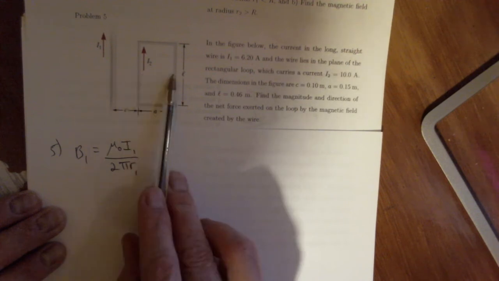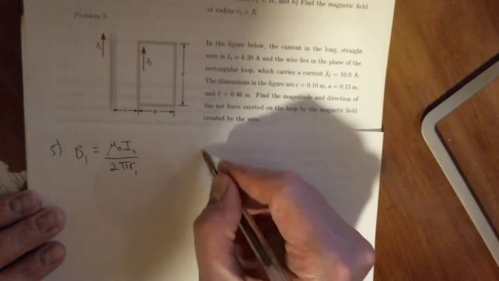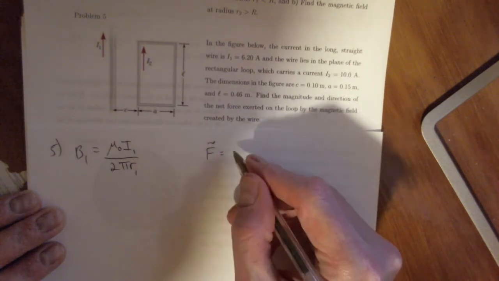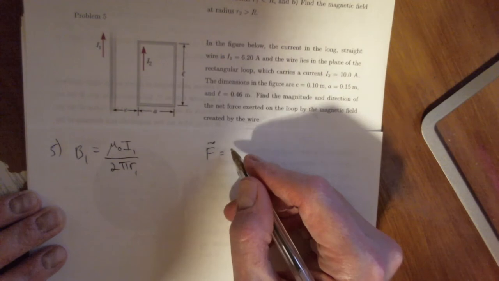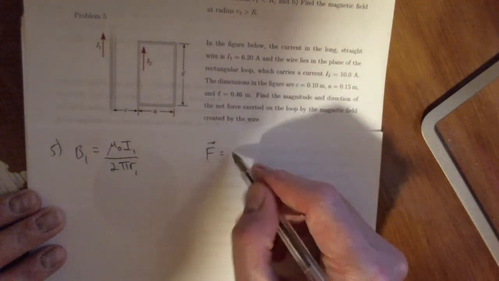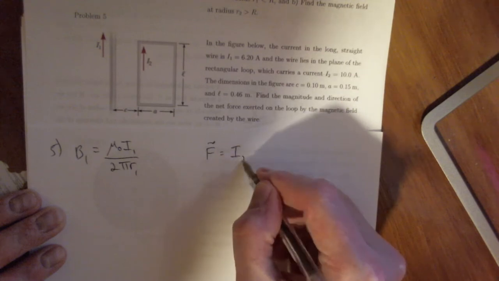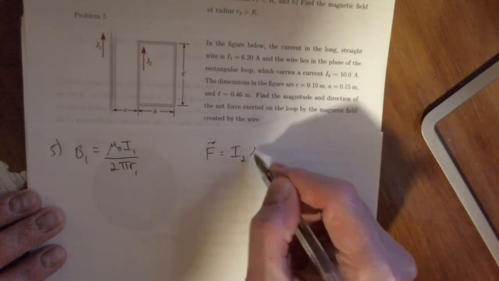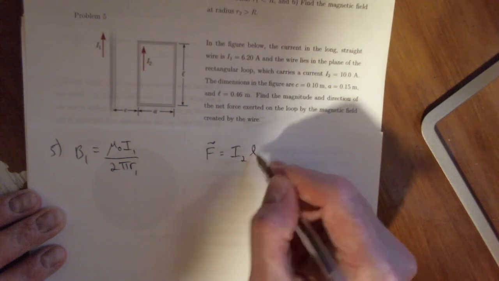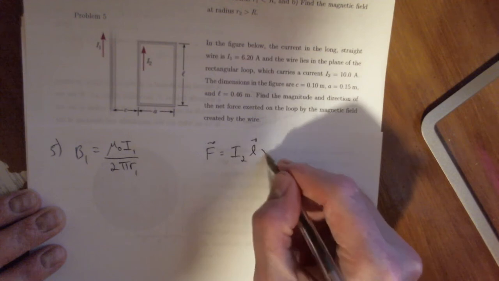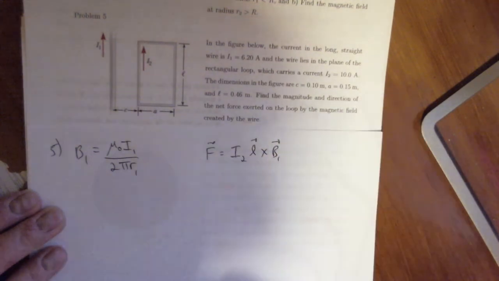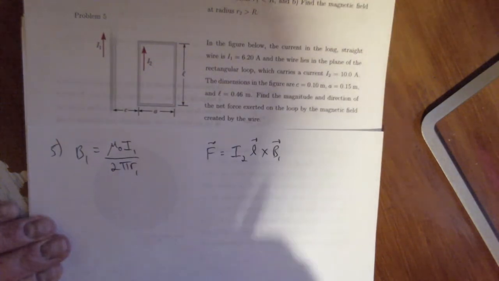So here, we're here. And we're going to find the force, which is IL cross B, the force on a current due to a magnetic field. In this case, it's current 2 we're talking about that's experiencing the force. So I2 times L vector cross the B field due to 1, which is the thing producing the force on current 2.